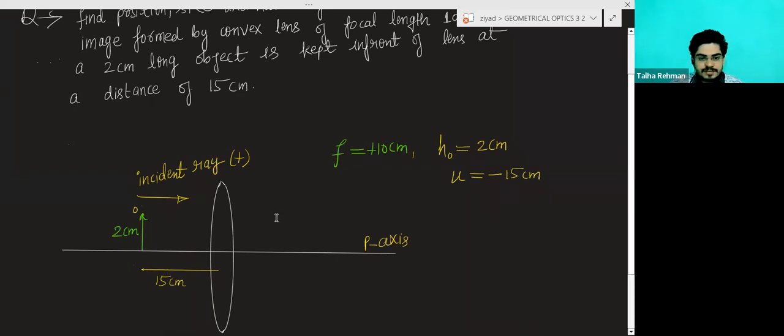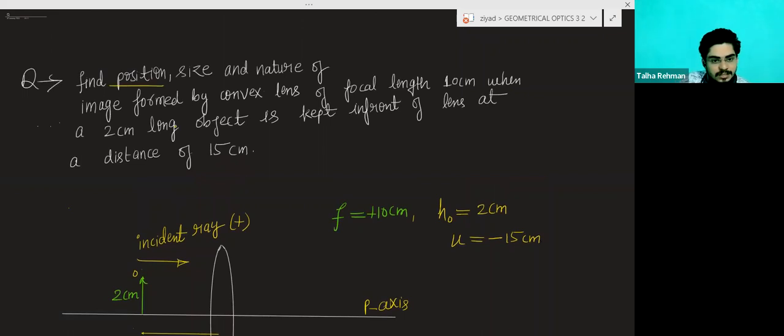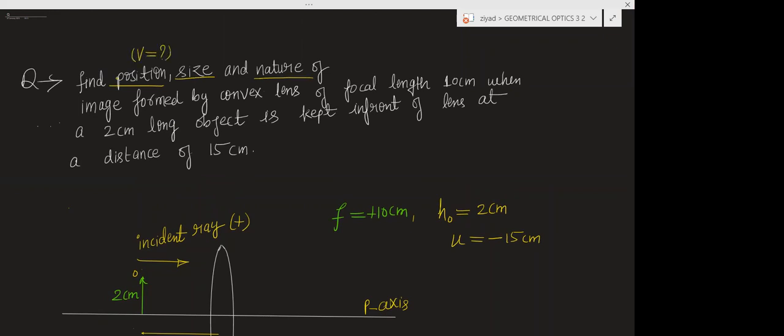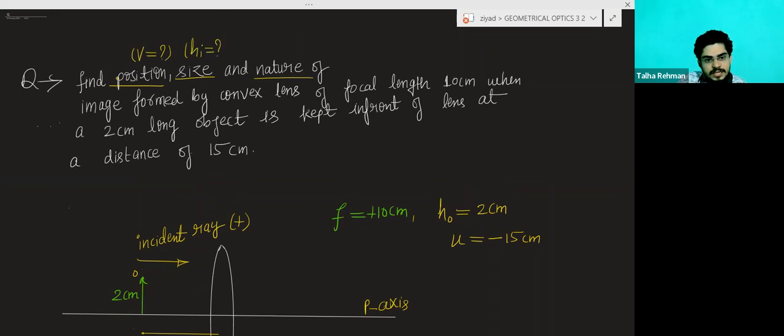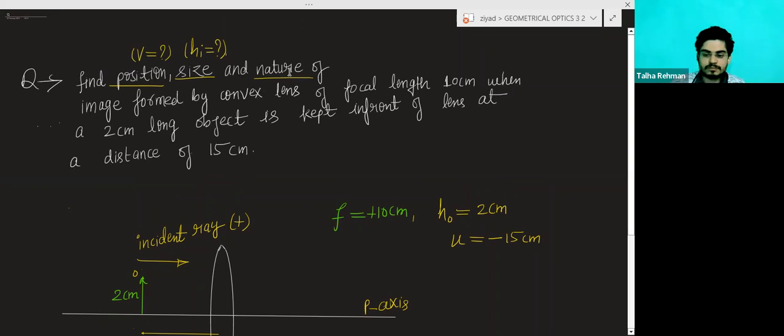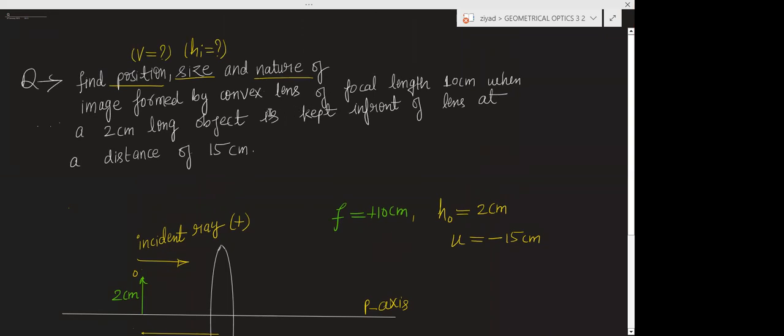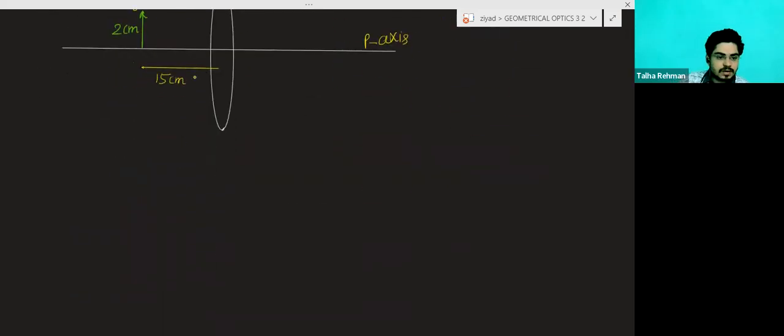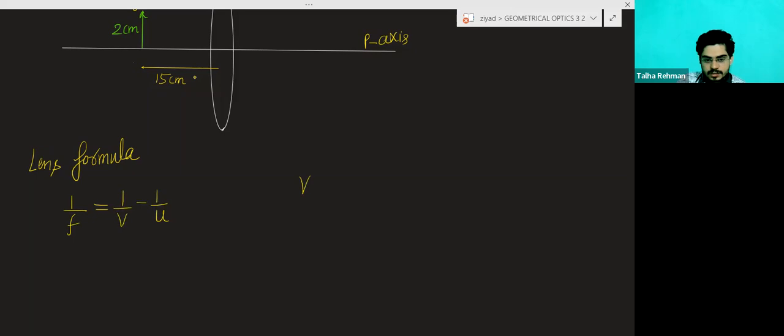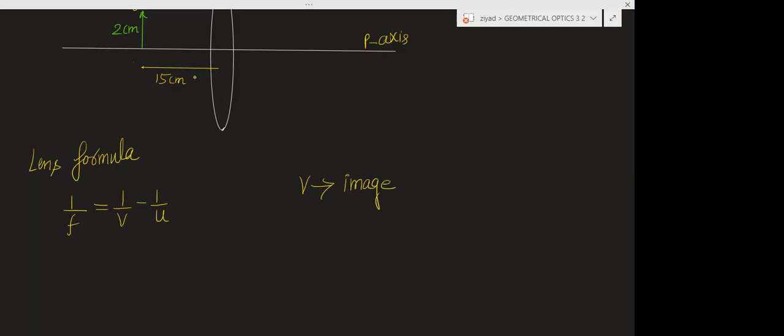Now we have this much information and we have to find the position of the image, size of the image and nature of the image. Position means V. V is the position of the image. Size means height of the image. Nature means whether the image is real or virtual. So this we can find with the help of the lens formula. One upon focal length of the lens is equal to 1 upon position of the image minus 1 upon object distance. V is the image distance, the distance of image from the optical center.